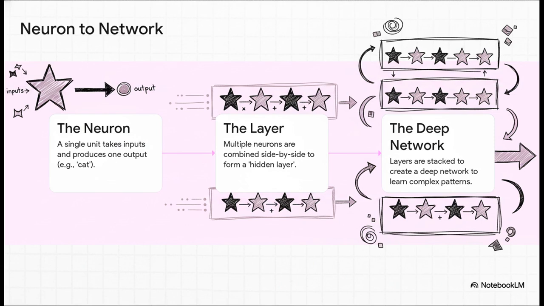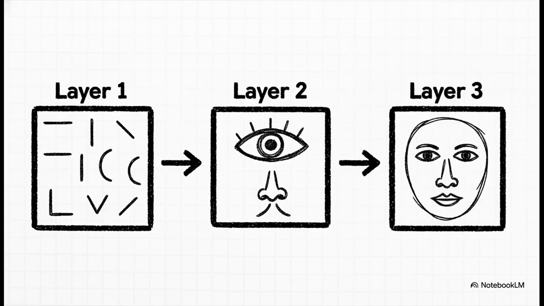We take a bunch of these neurons and line them up side by side to form a layer. Then, and this is the key, we stack these layers on top of each other. The output from the first layer of neurons becomes the input for the second layer, and the output of the second layer becomes the input for the third, and so on. That is the core idea behind deep learning. And this is why having that depth is so incredibly powerful.